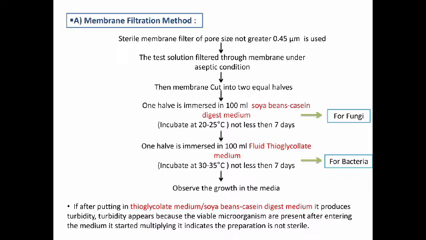If, after putting thioglycolate medium or soybean casein digestive medium, it produces turbidity, turbidity appears because the viable microorganisms are present after entering the medium. It starts multiplying and it indicates the preparation is not sterile.